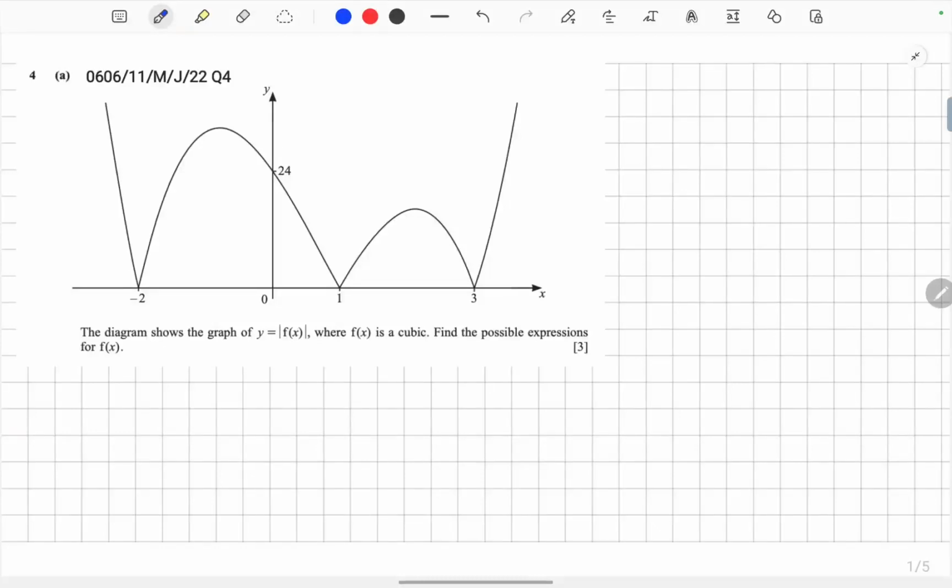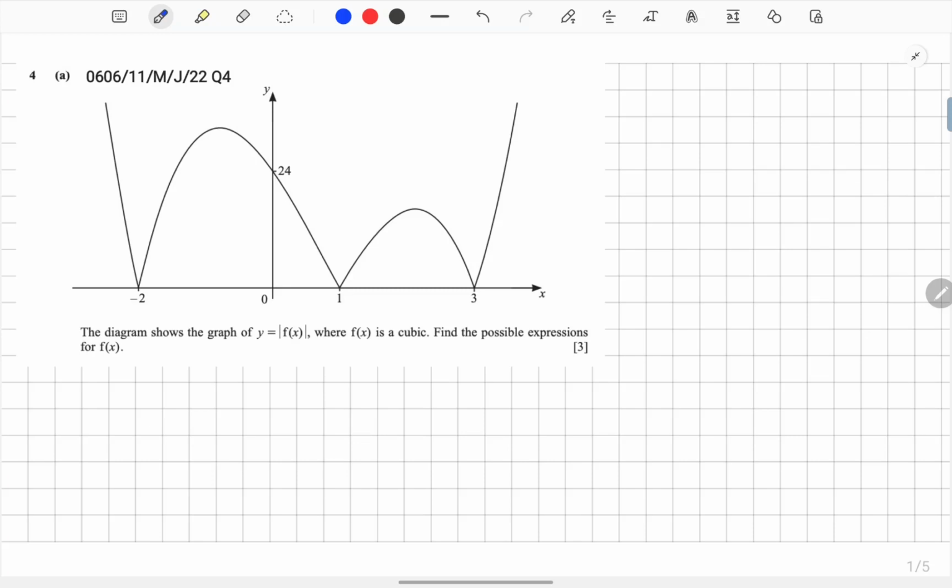In this video, we'll talk about polynomials. In this chapter, there's not much concept to know about, so we can directly start with the questions. So in the first question, we're asked to find the possible expressions.